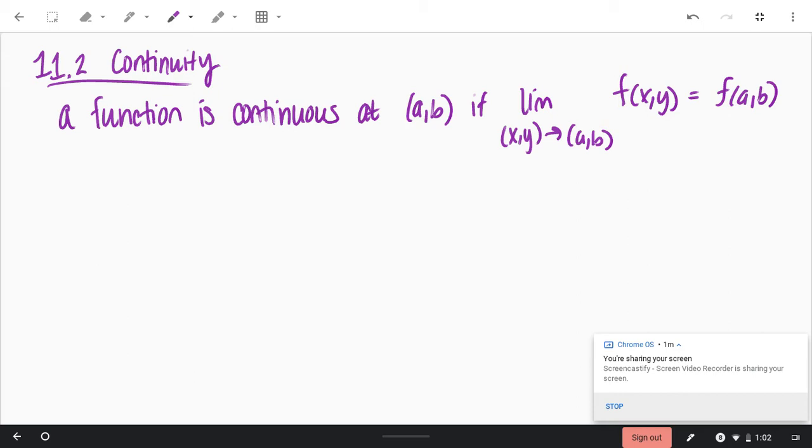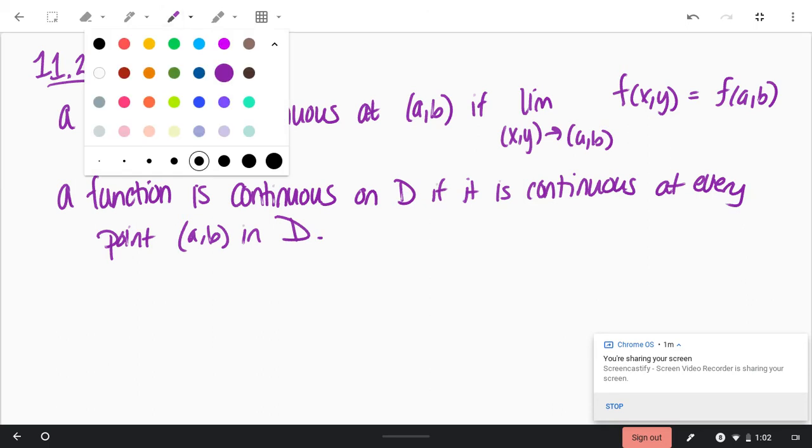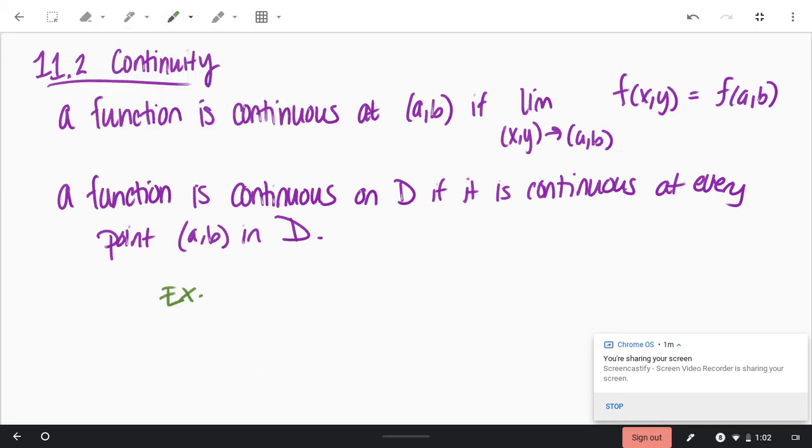Okay, we could say a function is continuous on its domain, which we would represent just D, if it is continuous at every point (a, b) in D. Okay, so an example of that, I'm just taking it really basic, 2D, if we have f of x equals 1 over x, your domain there is all x such that x does not equal 0. Okay, so it is continuous on its domain.